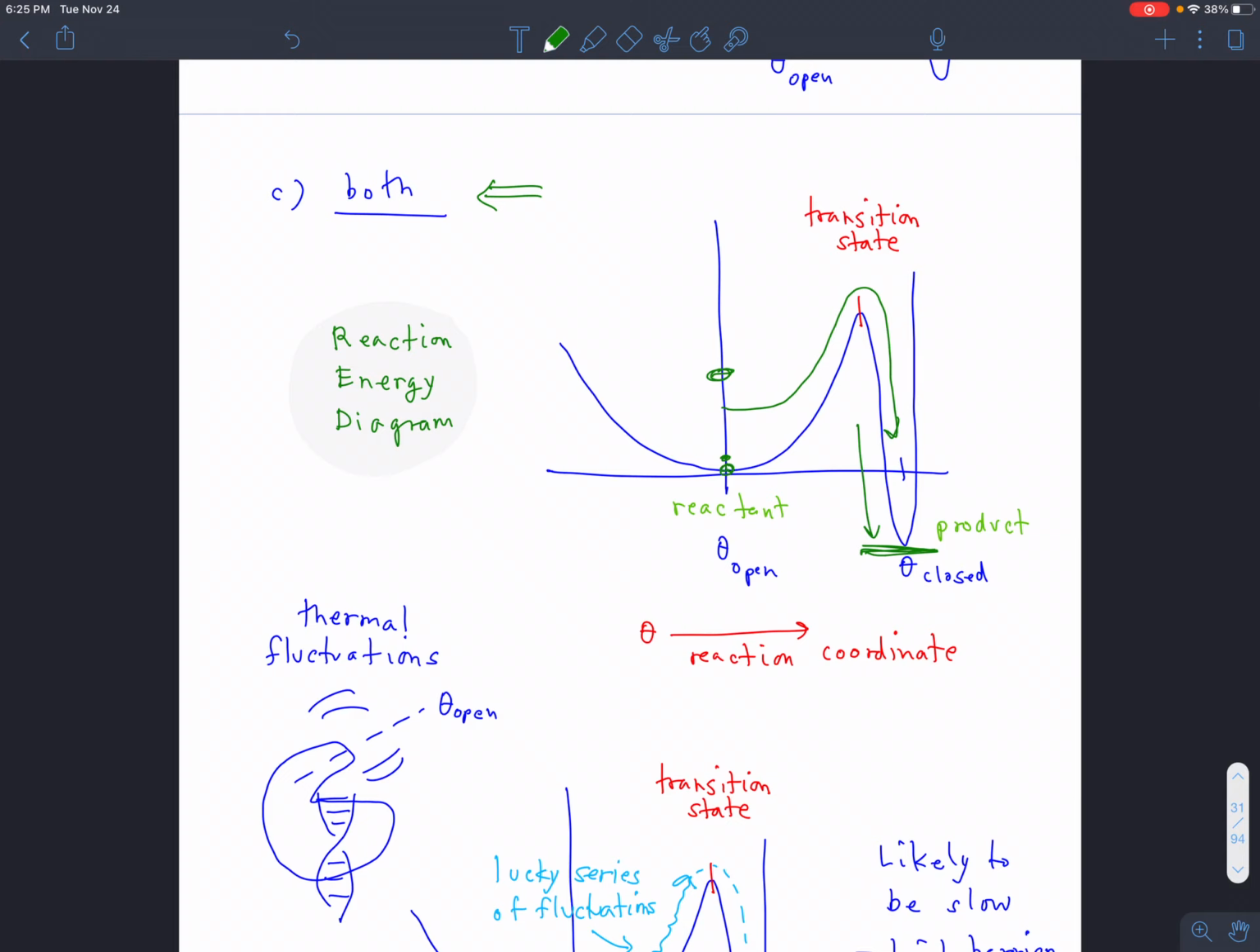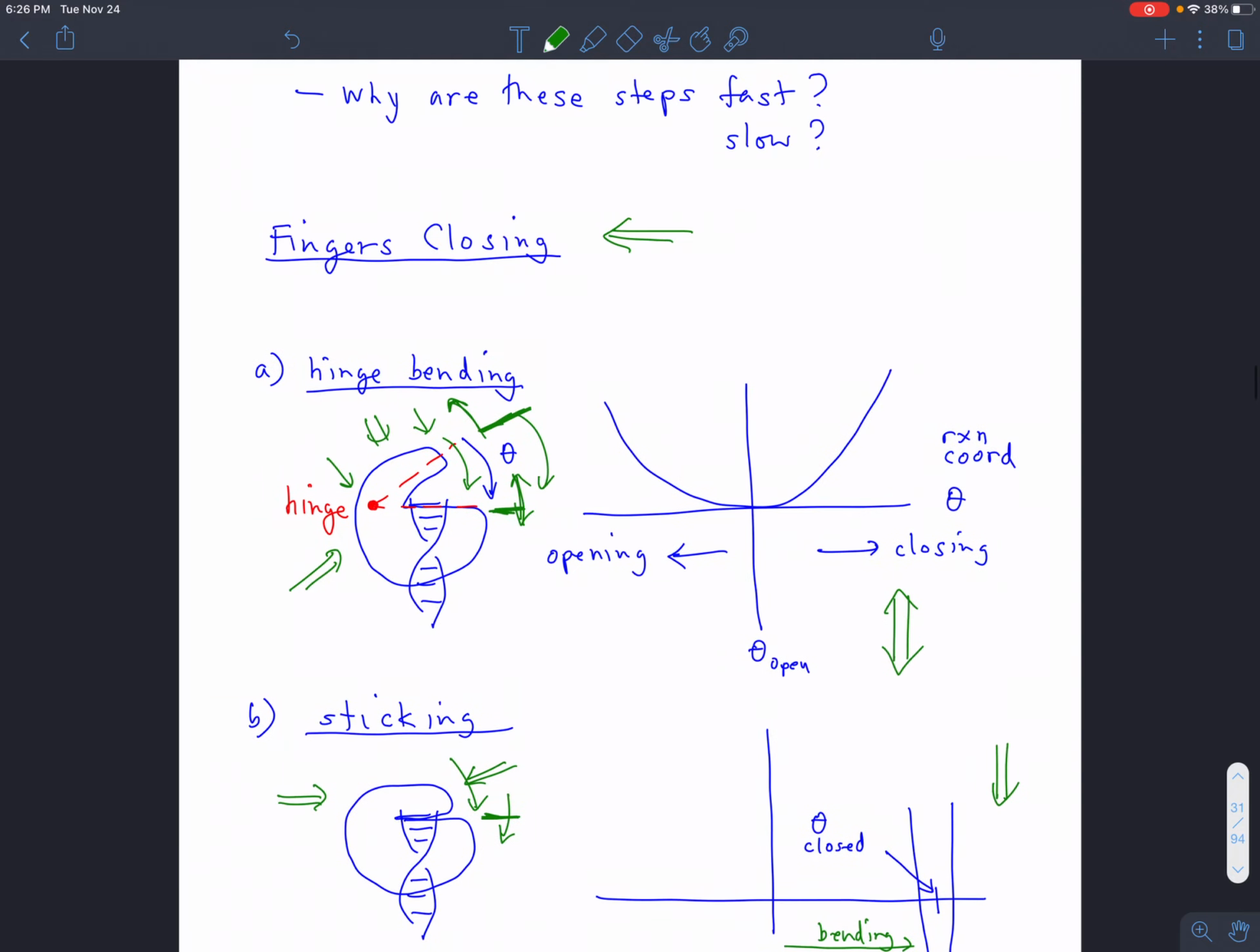And this should look familiar. That diagram should look familiar. It looks like a reaction energy diagram, right, from one of our earlier discussions of the Arrhenius theory or the Eyring theory. And in fact, that's exactly what it is, with the bending angle of the fingers acting as a reaction coordinate. I think this is the first concrete case where we've actually seen what a reaction coordinate looks like. And in this case, it's something that's kind of obvious. It's the bending of the fingers.